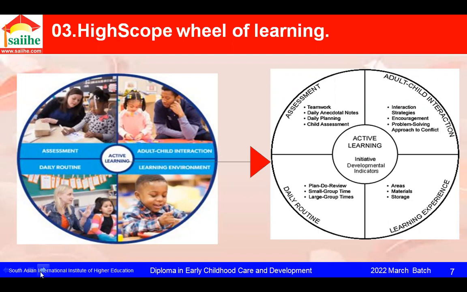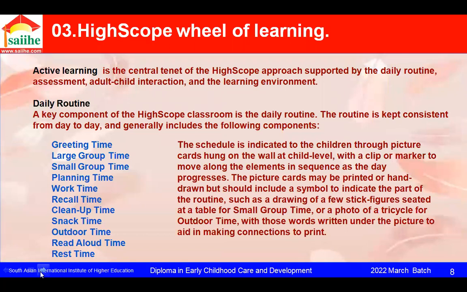High Scope Wheel of Learning: active learning, assessment, daily routine, adult-child interaction, learning environment. This will be further elaborated in the next slide. Active learning is the central tenet of the High Scope approach, supported by the daily routine, assessment, adult-child interaction, and the learning environment. Daily routine: a key component of the High Scope classroom is the daily routine.